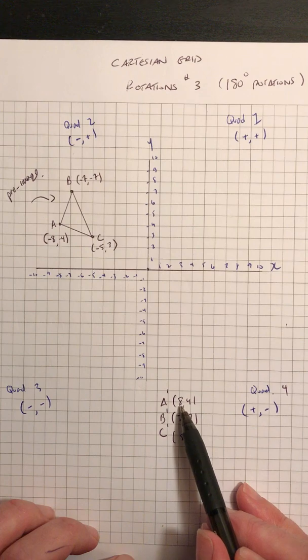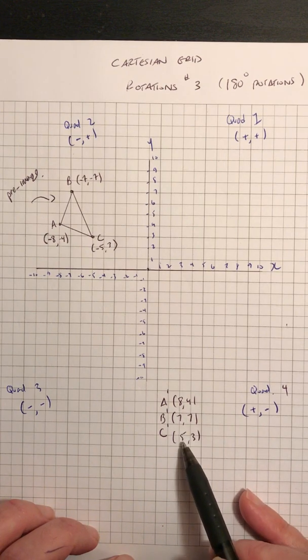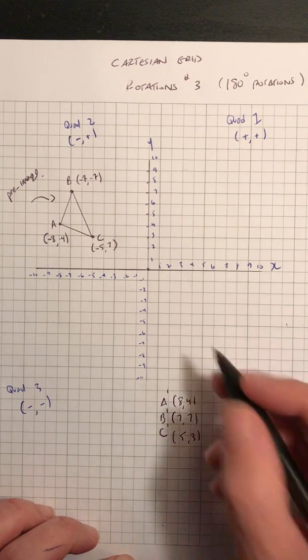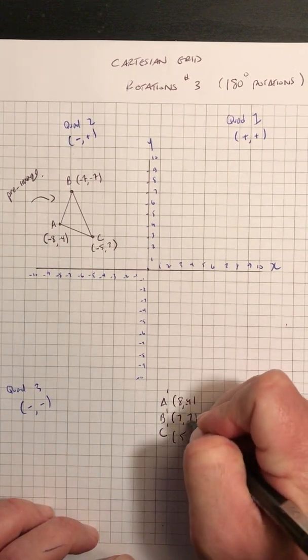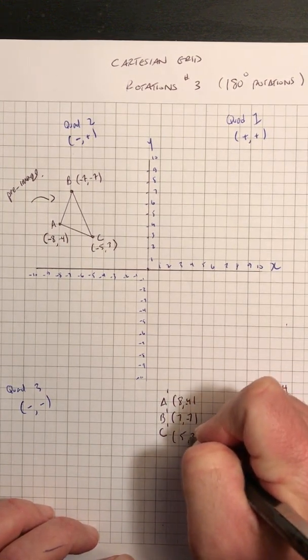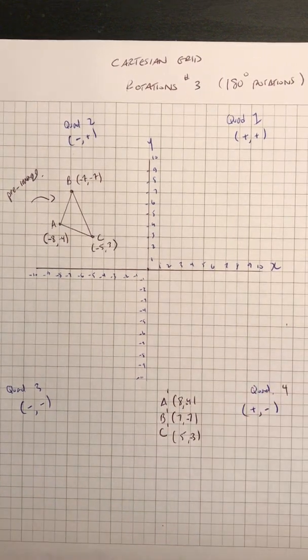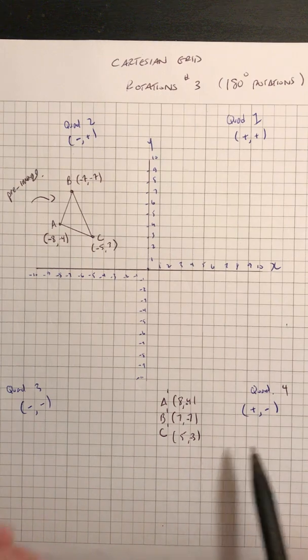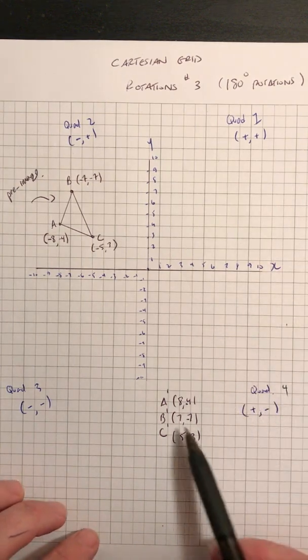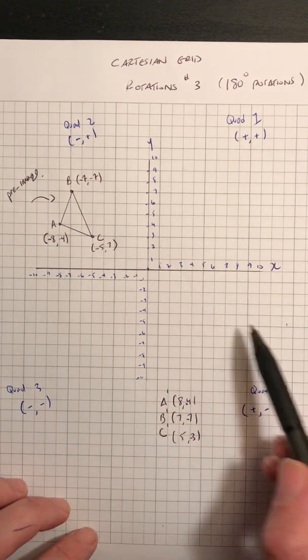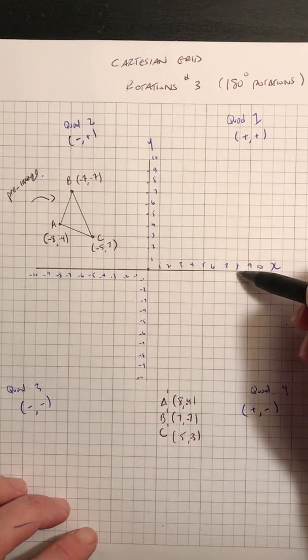So positive x is gonna be your 8, it's gonna be your 7, it's gonna be your 5. But your negative y is gonna be your negative 4, your negative 7, your negative 3. Let's go ahead and plot that, okay? So if we look here, our A prime, we're going to go to 8, and then we're going to go down to negative 4.